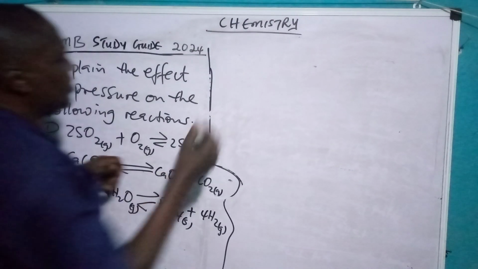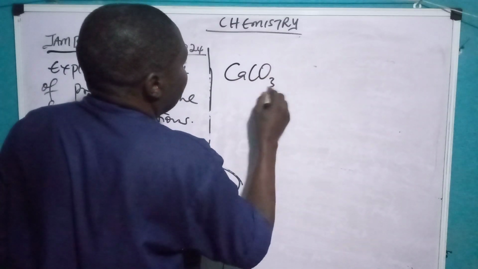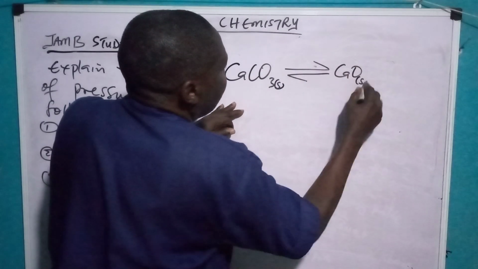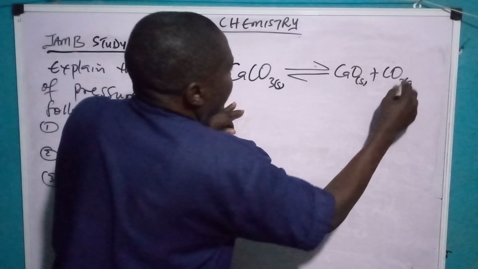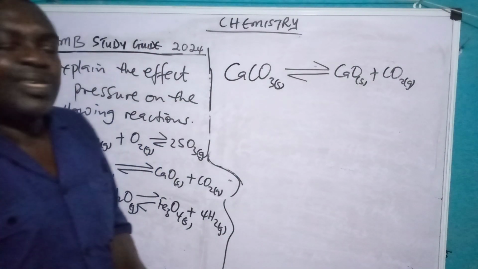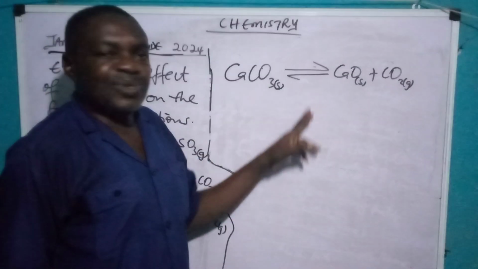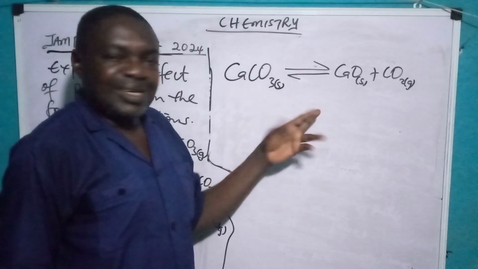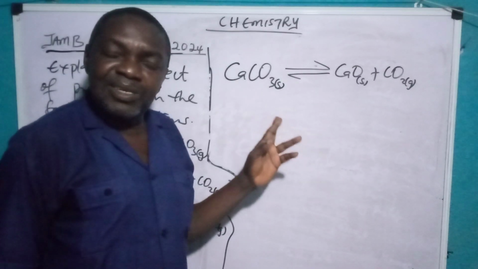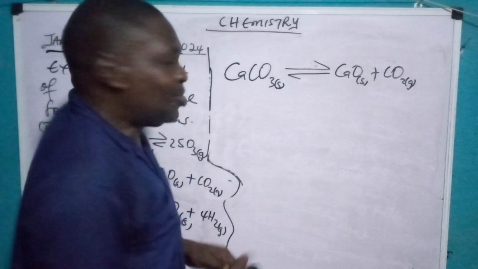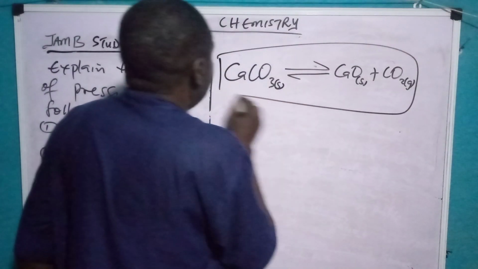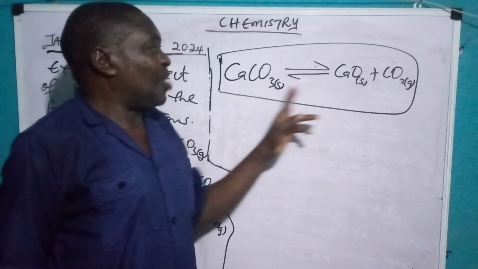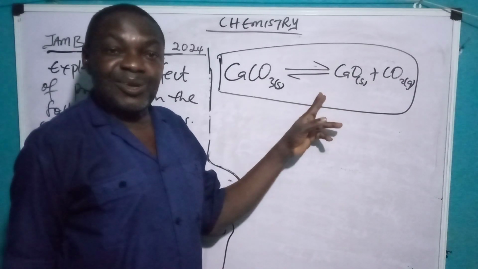You look at the CaCO3, solid, to give you CaO solid plus CO2 gas. Looking at it, some of you will just say, how can you have a reversible reaction when you have decomposition? How can it be reversible? It can be reversible when it's done in a closed system. This one we will handle another day in another video. You see, it can always be reversible so long as it's done in a closed system.